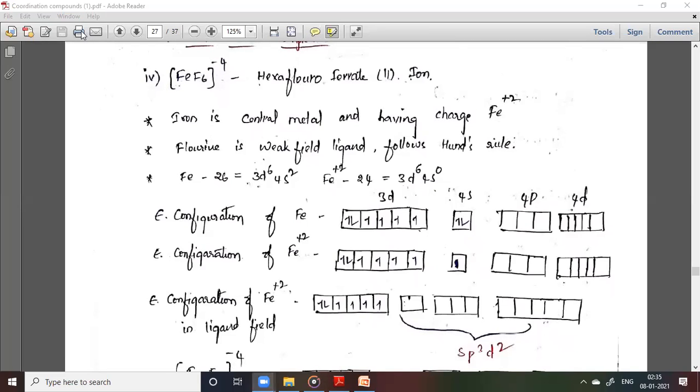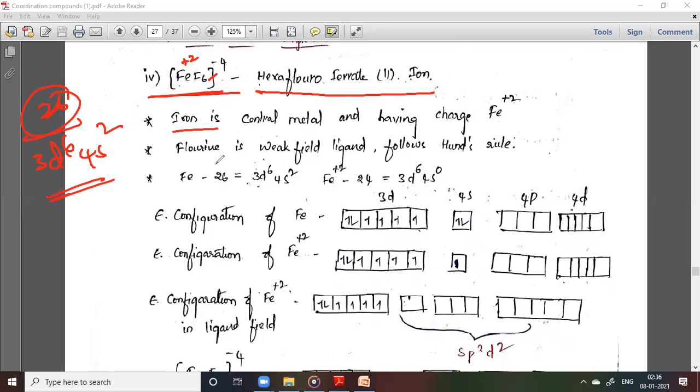So let us take this first example, [FeF6]4-. What is the charge of the iron? Simply you can easily see here, 6 minus 4, you will get plus 2. Very simple. And see here, the name of the particular complex is hexafluoroferrate(II) ion. Now for this iron, we need to know that iron is 26, 3d6 4s2. And what is the charge of the iron? Just now I told you, that is plus 2.